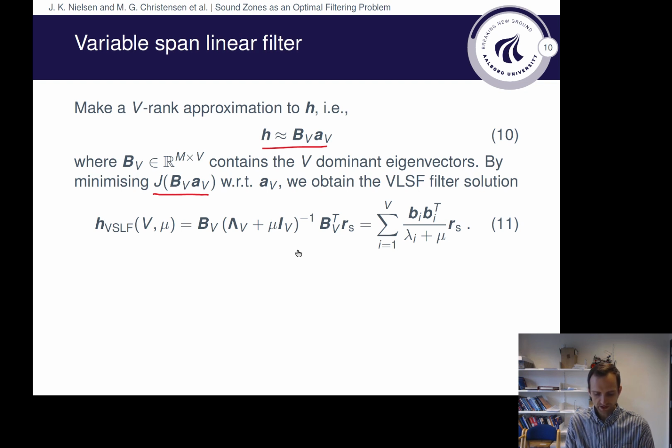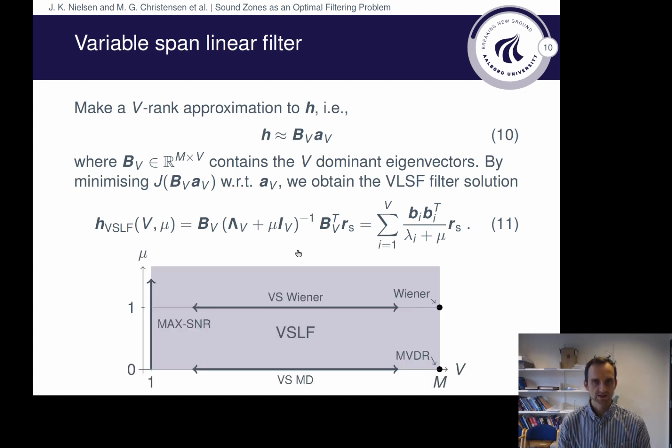So the interesting thing here is that we can vary mu and we can vary V here. And we get a number of different solutions by selecting them in different ways. And here is a simple illustration. On the x-axis I have V, and on the y-axis I have mu. So you can see, for example, if we select V equal to M and mu equal to 1, then we get what is the Wiener filter.